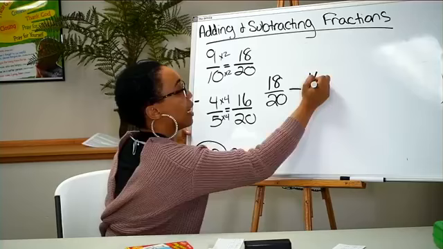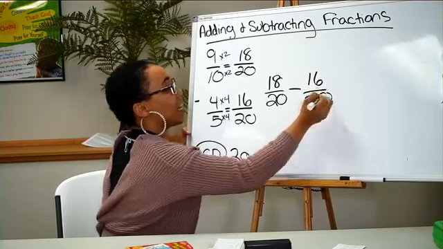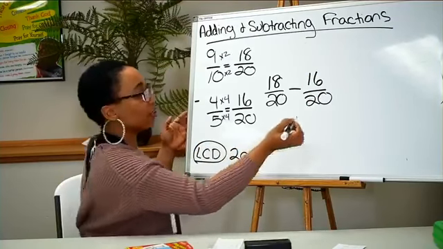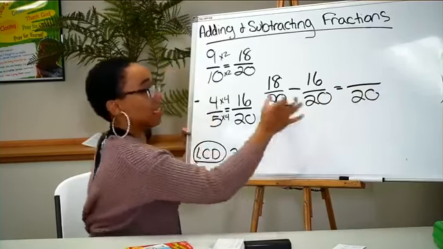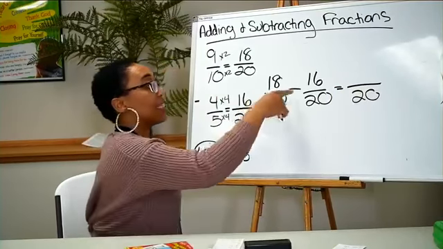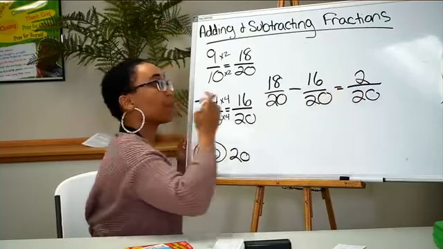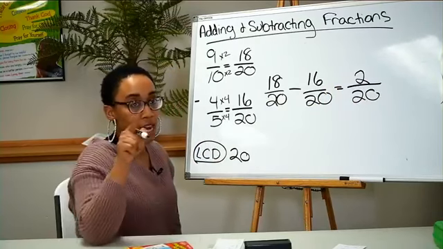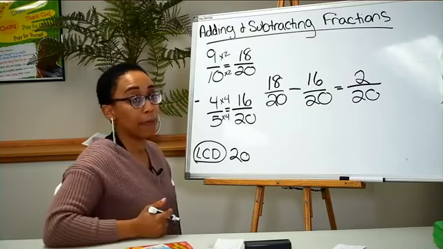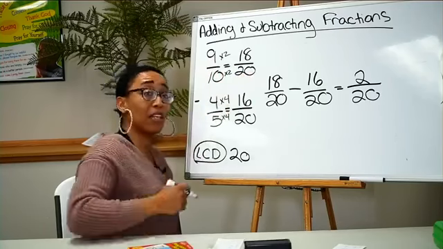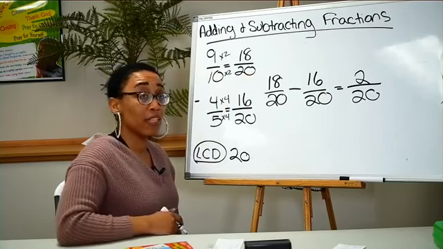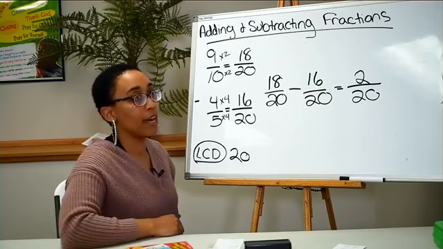minus 16/20 equals, we're going to write the 20 because the denominators are the same. Then 18 minus 16 is 2. All right, are we done? Not yet. We need to see, is it an improper fraction or proper? It's a proper fraction because the numerator is smaller than the denominator. And can we reduce it? We actually can, so we're not done.